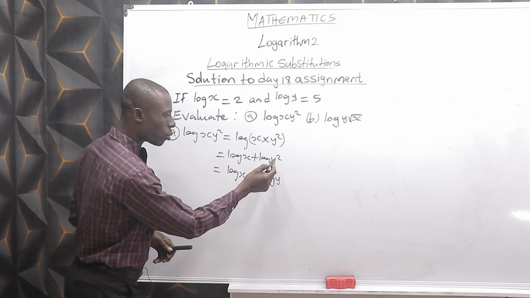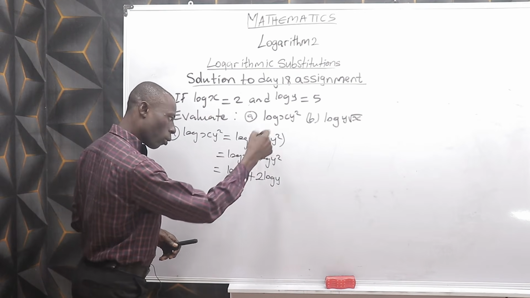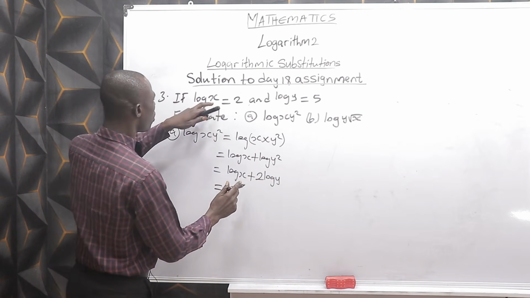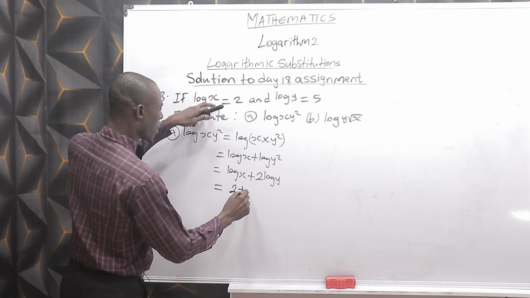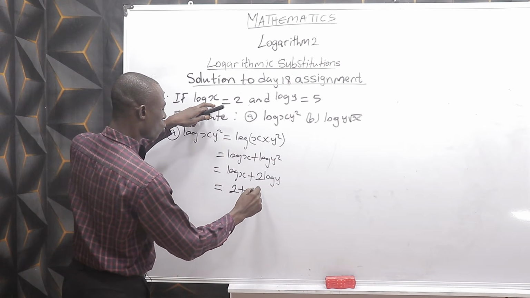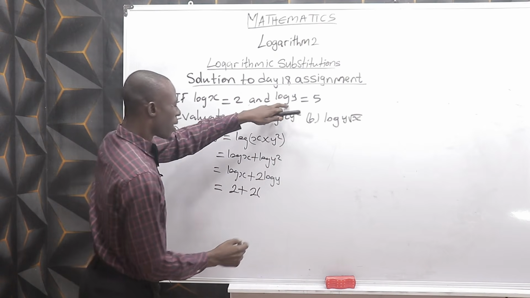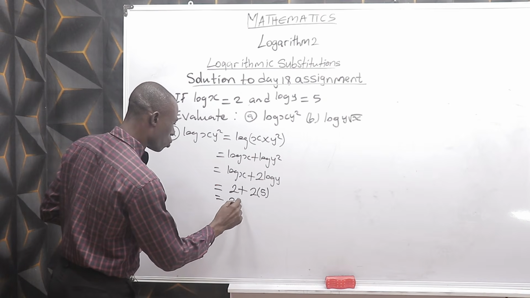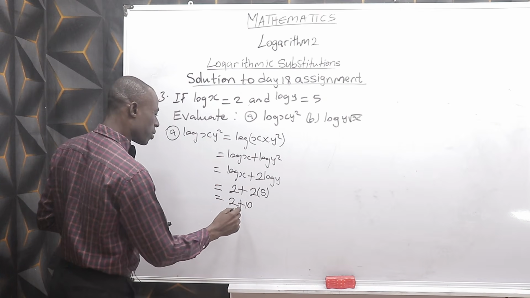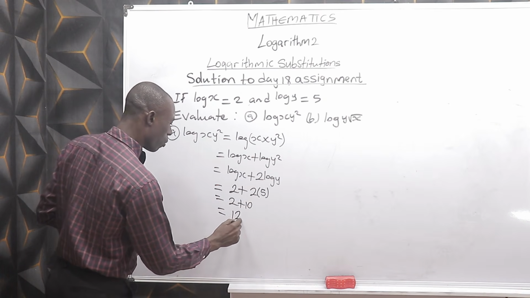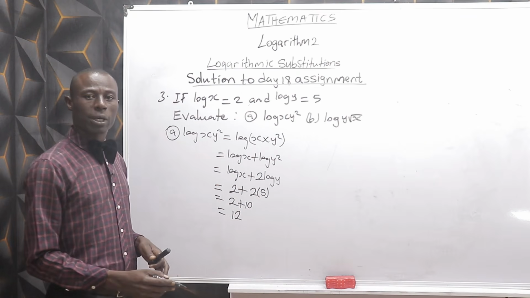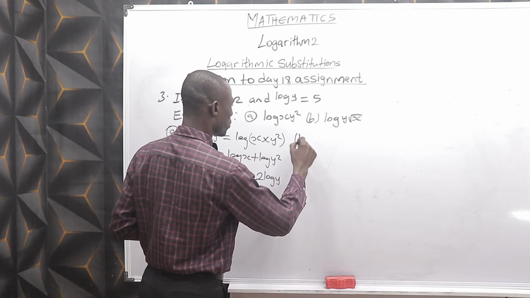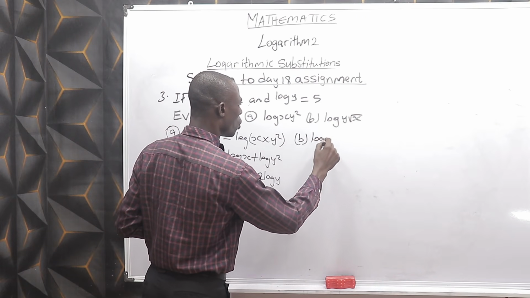You understand this? We apply that law, the common law. We apply it there. So what is log x? Log x is 2, plus 2 times, what is log y? Log y is 5. So we have 2 plus 10. 2 times 5 is 10. The answer is 12. Do you understand? It's straightforward.